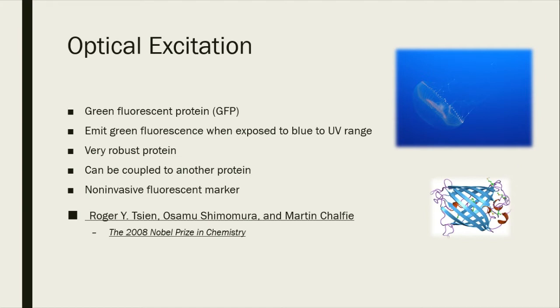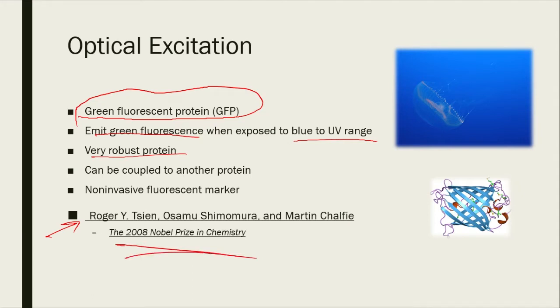Alright, so in relation to these fluorescent molecules, sometimes we use small molecules, i.e. something like a drug could have a fluorescent property, but some proteins can also have fluorescent property, i.e. this green fluorescent protein. It emits green fluorescence when exposed to blue to UV range light. It's a very robust protein and can be coupled with other proteins as a non-invasive marker for a lot of research studies. And the scientists that discovered this green fluorescent protein won a Nobel Prize in 2008 in chemistry.